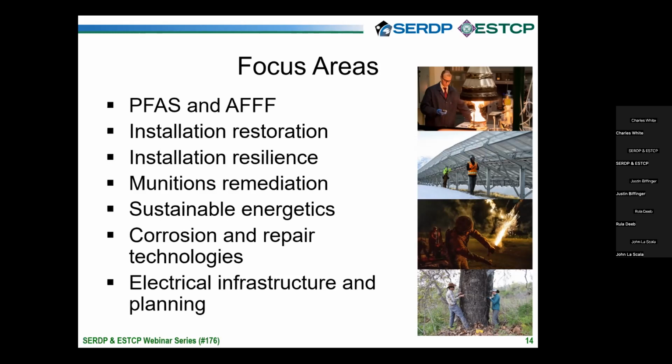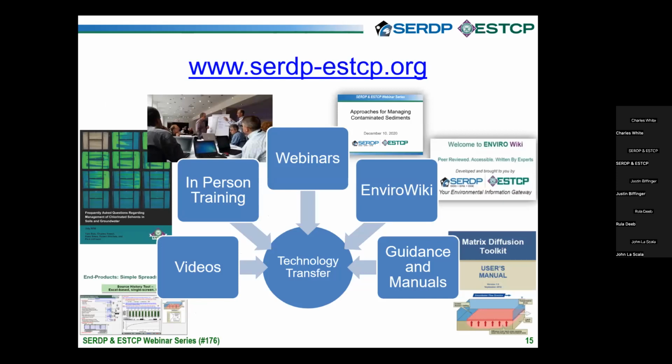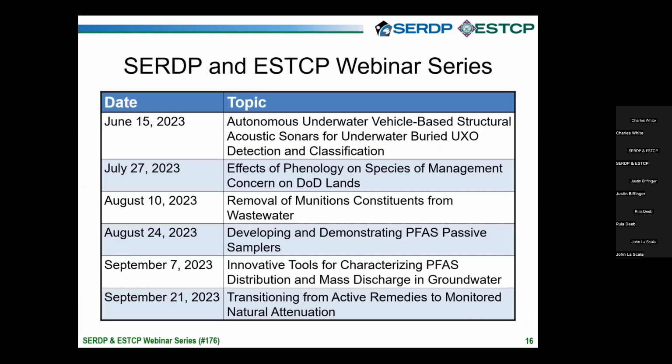Next slide, we have several main focus areas of research and demonstration at CERTIP and ESTCP as shown here, including PFAS and AFFF, munitions remediation, sustainable energetics, and various other technology areas besides the ones that we'll be talking about today. Next slide, please. As mentioned earlier, technology transfer is very important within CERTIP and ESTCP programs. Technology transfer efforts include the development of videos, training workshops, and guidance documents. The webinar series is a substantial component of our technology transition efforts.